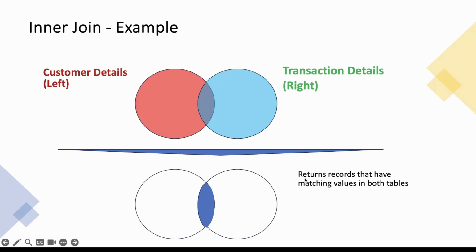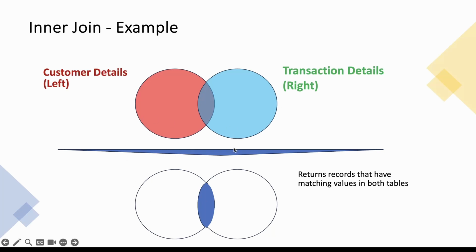The definition says that it will return records that have matching values in both the tables. So it should have commonality from both the left and the right table. And that's pretty much evident from the name itself. So you have left join where we have kept all the records which are in the left table. You have right join where we have kept all the records in the right table. And now we have inner join where we are keeping all the records which are overlapping, which are common in both the tables, left and right.